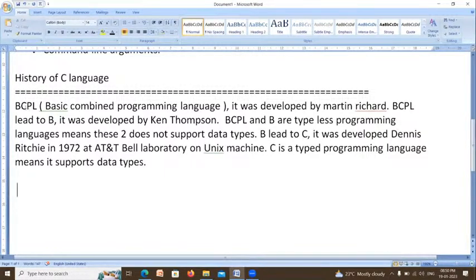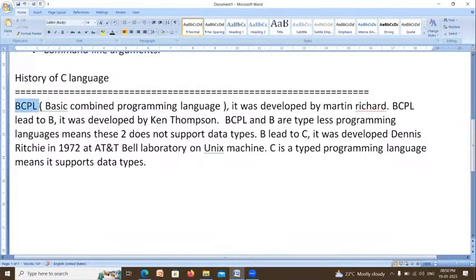Okay, sure. There are so many high-level programming languages. One of the important high-level programming languages is BCPL. It stands for Basic Combined Programming Language. This language was developed by Martin Richard. He is the developer of BCPL. From BCPL, a new programming language was developed that is called B. And it was developed by Ken Thompson.